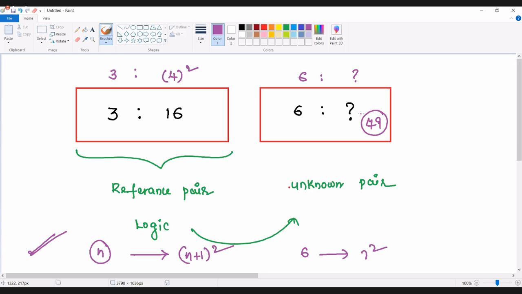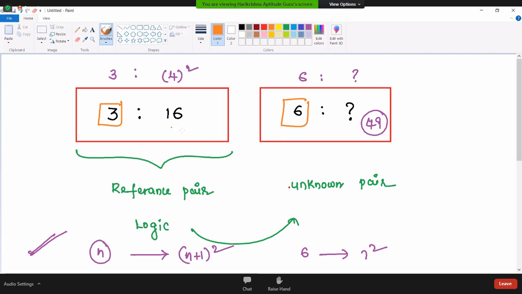Dear students, please do not do this kind of thing. Some students do it like this. There is a number 3, 3 becomes 6, that means 3 into 2 is 6. Then 16 into 2, taking the answer as 32, is an absolutely wrong way of solving. To trap you, they are going to put those kinds of option choices also.